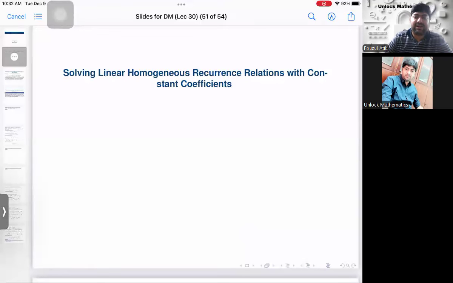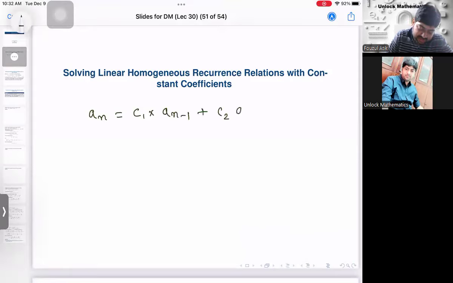Now, I am writing a linear homogeneous equation in general form. a_n is equal to c1 times a_(n-1) plus c2 times a_(n-2). Now, this is a linear recurrence relation. This is homogeneous, with constant coefficients of degree what? Of degree 2, according to the definition. And here c1 and c2, both of them are constants.